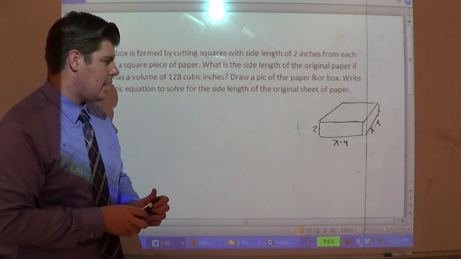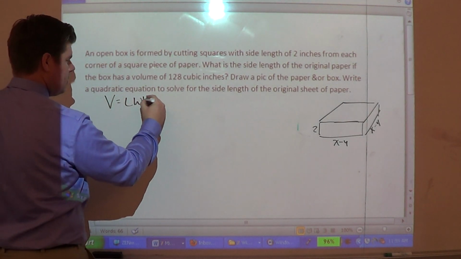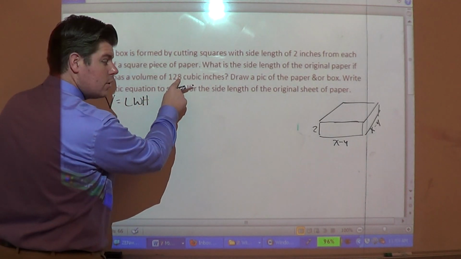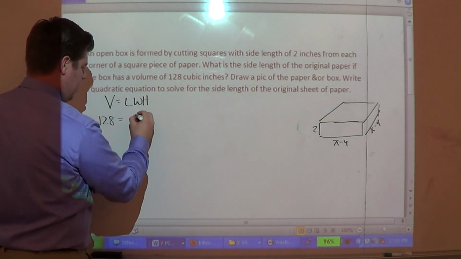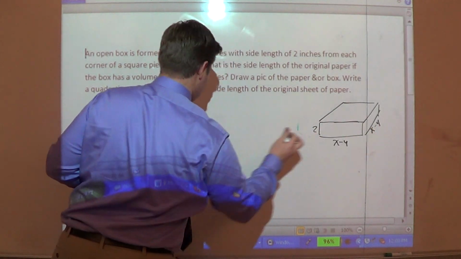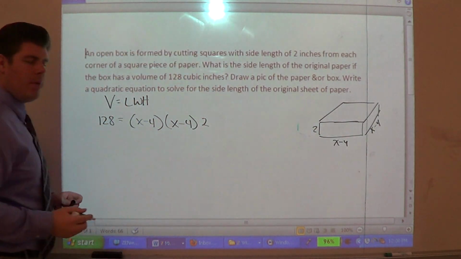So what I now know is I know volume. The equation for volume is length times width times height. And I'm just going to plug all my stuff in. Well, volume we know is 128. We know the length is x minus 4, so that quantity of x minus 4, times the width, which we know is also x minus 4, and then I'm just going to multiply that by the height.